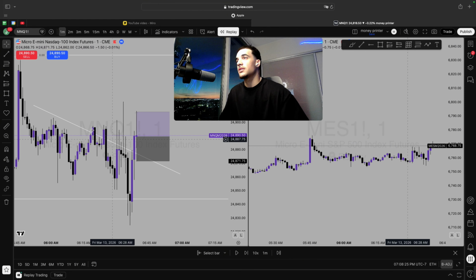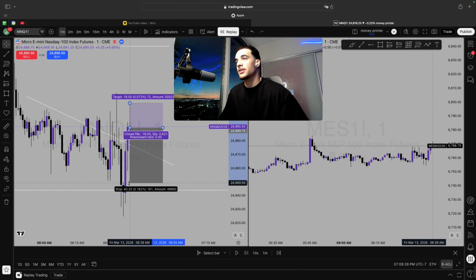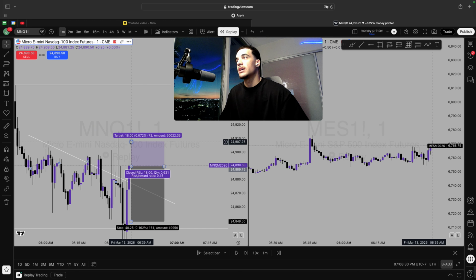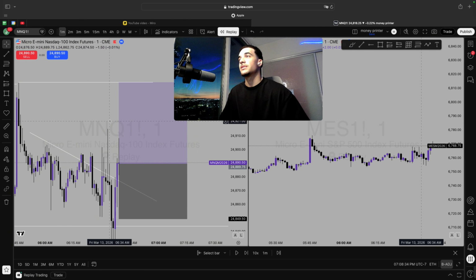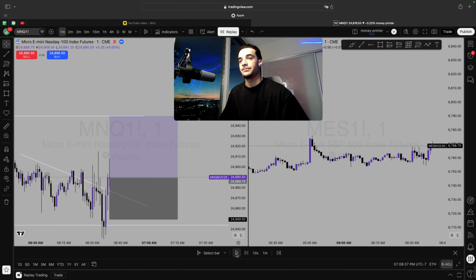And you can see we're starting to break out of this resistance here. I'd have my stop loss just below this 1 minute fair value gap, and then I would target back up to that liquidity level for just about a 1.5 risk to reward. So let's see how this plays out.